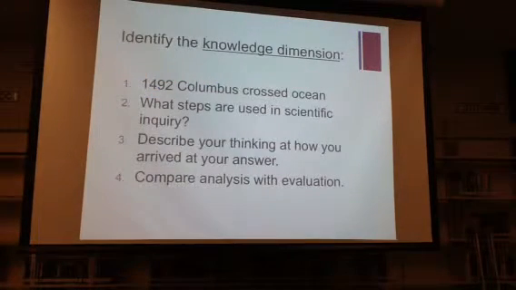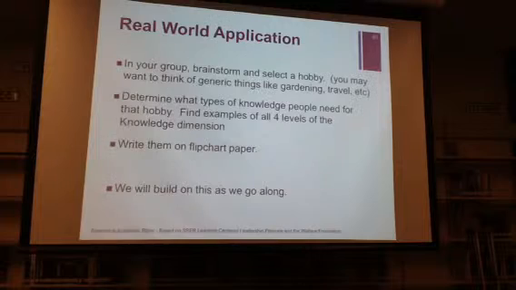Okay, so now let's try 4 examples. I'm giving you 3. 1492, Columbus crossed the ocean. That is what kind of knowledge? Factual. What steps are used in scientific inquiry? Procedural. Describe your thinking at how you arrived at your answer. Compare analysis with evaluation. That's conceptual. Okay, good. You're getting the idea.